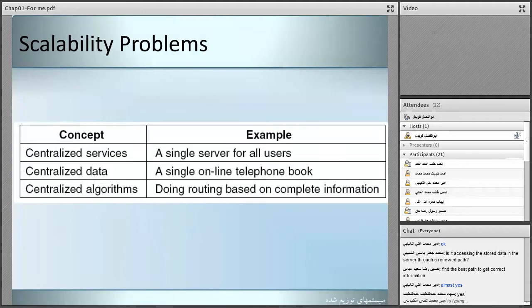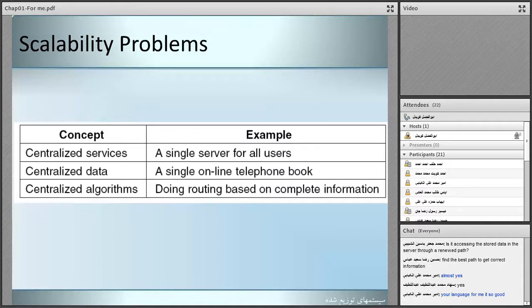So we talked about some problems of scalability. And what are the solutions? For centralized services, the solution is to use decentralized services. Using decentralized services can be a good solution. It can help us to increase the performance. So we must use decentralized services.